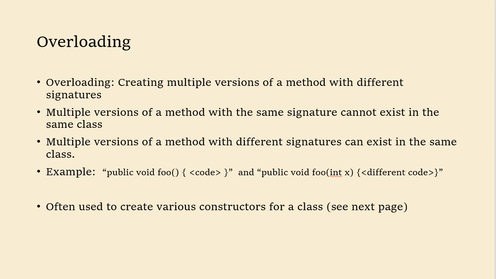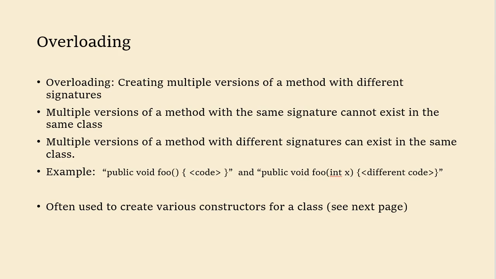Overloading occurs when you create multiple versions of a method with different signatures in the same class. So multiple versions of the method with the same signature cannot exist in the same class. The point is that when you call a method, the Java virtual machine has to know exactly which method to run, which section of code to run. And if you have two methods with the same signature, then it confuses the Java virtual machine. So the compiler will not let you get away with that.